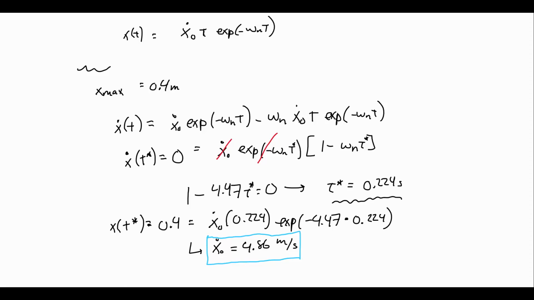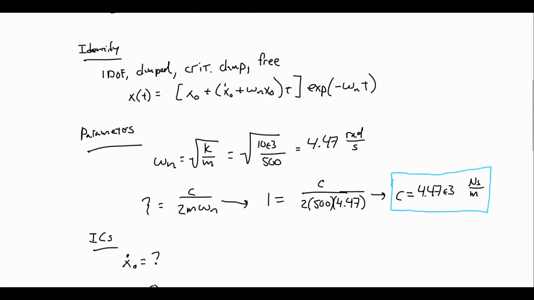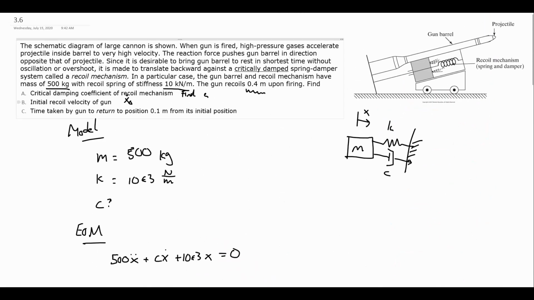Then I can solve for what the initial velocity must be in order for the maximum position to be 0.4 meters. And it turns out 4.86 meters per second. So that was part B, the initial recoil velocity of the gun. Now, I want to know the time it takes for the gun to return to a position of 0.1 meters after it's fired from its initial position.